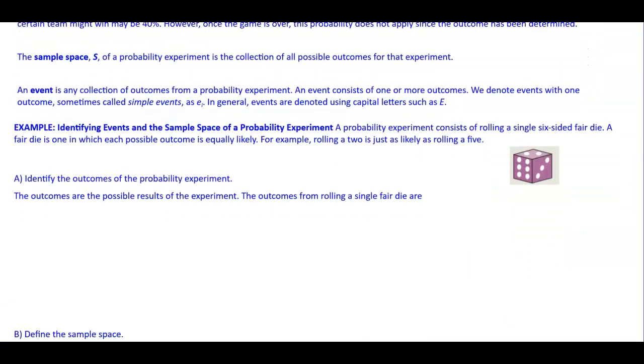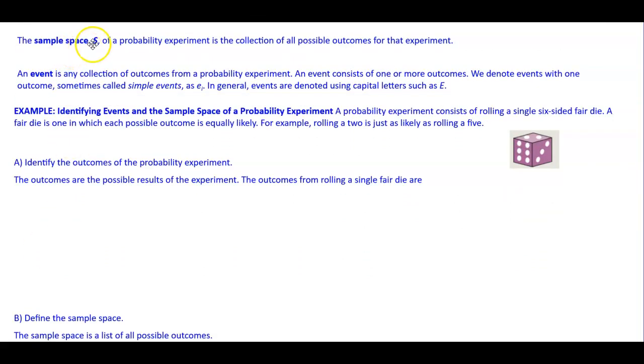Okay, here we have the sample space. The sample space, capital S, of a probability experiment is the collection of all possible outcomes for that experiment. An event is any collection of outcomes from a probability experiment. An event consists of one or more outcomes. We denote events with one outcome, sometimes called simple events, as lowercase e with a subscript i. In general, events are denoted using capital letters such as capital E.